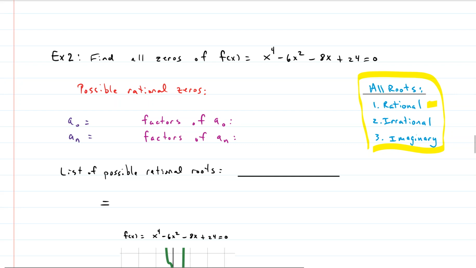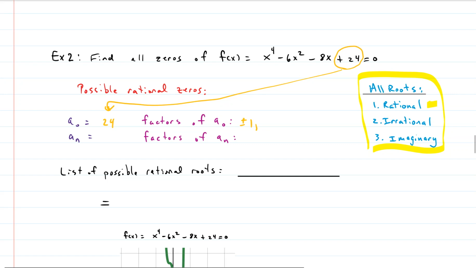So let's start out by doing what we did before with finding the possible rational zeros. So again, we find the factors of the constant term. Oh man, that is a really big number, right? What are factors of 24? Eek. Whatever it is, it's big. There are a lot of them, right?